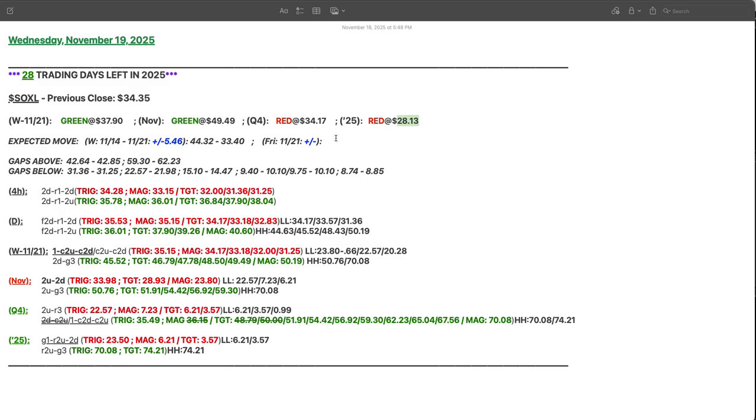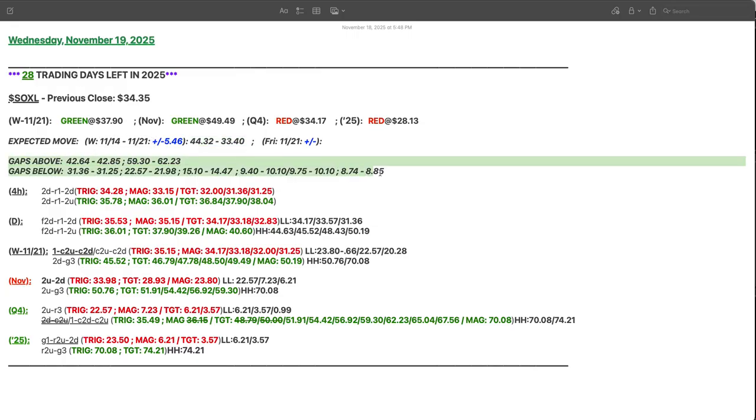Okay, that's that full time frame continuity to the downside that we were talking about. Don't want to see that if you're a bull, but if you're a bear, you're oh so close that you can taste it, right? Now we know the market makers expected move for the week is plus or minus $5.46 from the close on Friday, giving us a range of 44.32 to 33.40. If you're not familiar with this market makers expected move number, make sure you check out our weekend video where we dive into this a little bit deeper.